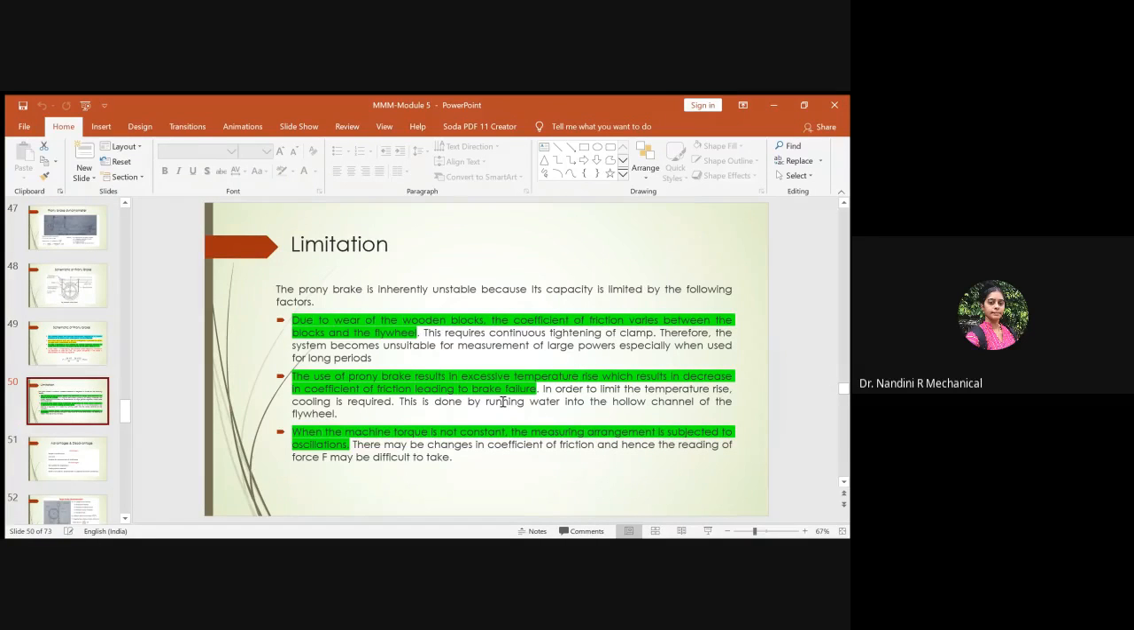So next, when the machine torque is not constant, the measuring arrangement is subjected to oscillations. Suppose the torque value you are getting is not constant, then what happens?